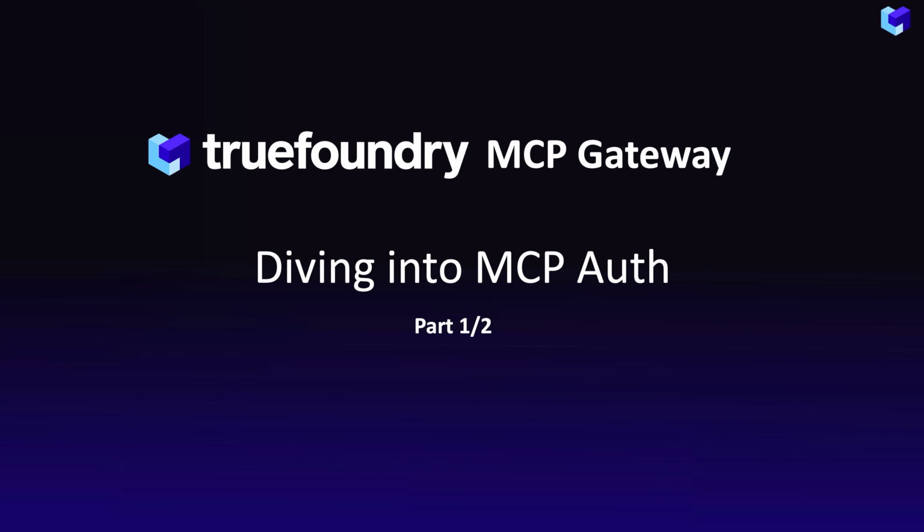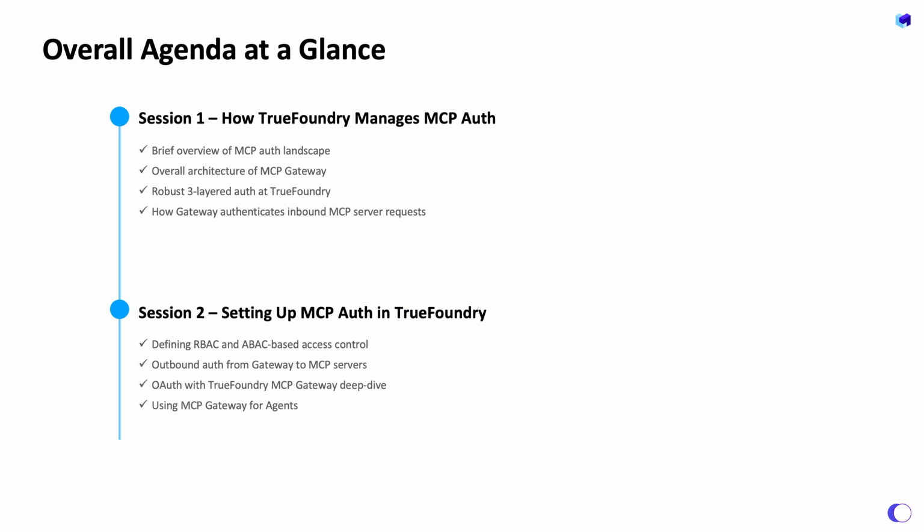This is a two-part series on diving into MCP Auth with TrueFoundry MCP Gateway. This is session 1. So let's get started. Session 1 is about how TrueFoundry manages MCP Auth at a high level. We'll go over the MCP Auth landscape first and then see what TrueFoundry MCP Gateway enables, starting with the overall architecture, then going to a robust 3-layered auth at TrueFoundry, and finally going over how users, agents, and MCP clients in general authenticate to the MCP Gateway.